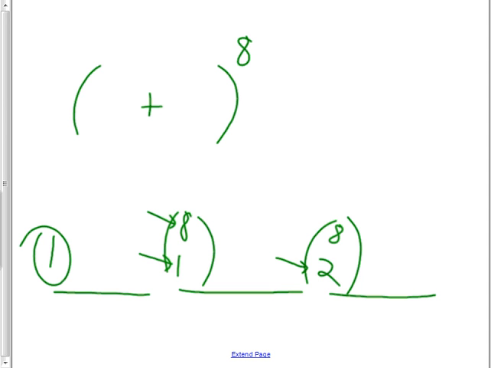All right, what's 8 choose 1? Well, it's 8 factorial over a 1 factorial. That part's easy. And then it's 8 minus 1 is 7 factorial. So pretty much everything cancels except the 8. So the answer is 8. The lead coefficient on this one would be an 8. Raise your hand if you got an 8 for that one.